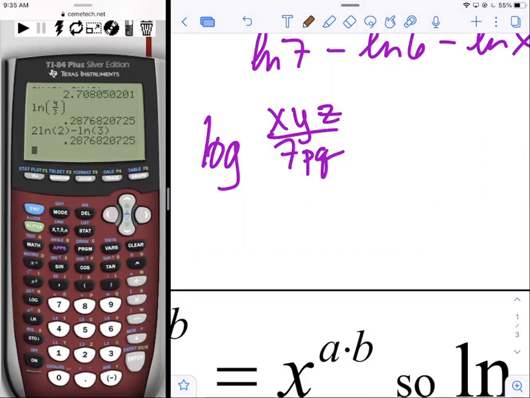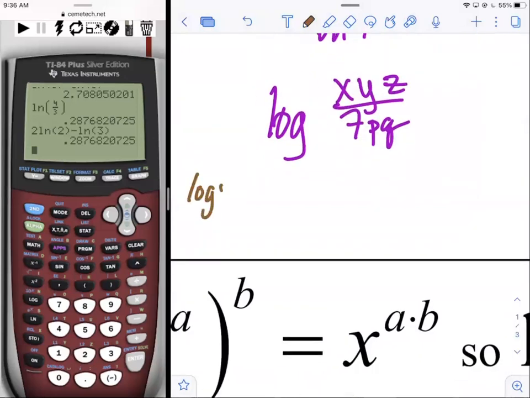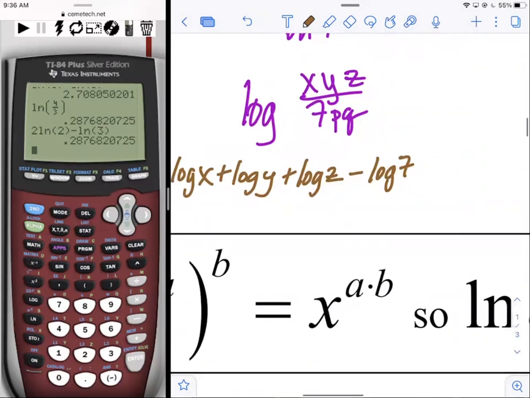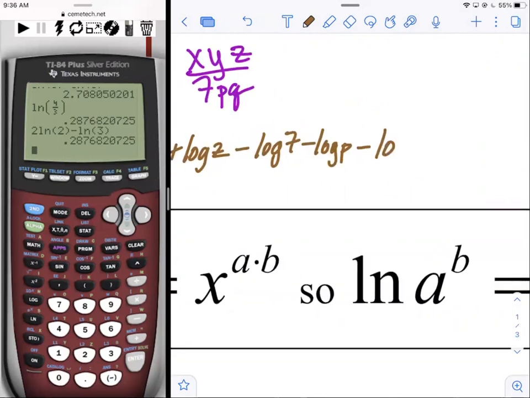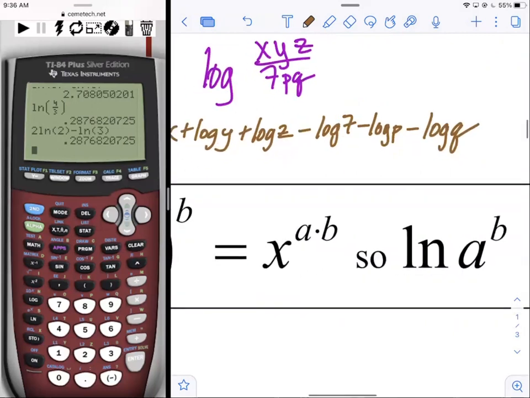How many factors do we have in the argument? 6, 3 in the top, 3 in the bottom. So I'm going to have 3 positive terms and 3 negative terms. And they each get their own log. Everybody's getting a log, right? It's like we're at the Oprah show. Everybody's getting a log. So it's log of x plus log of y plus log of z minus log of 7 minus log of p minus log of q, right?